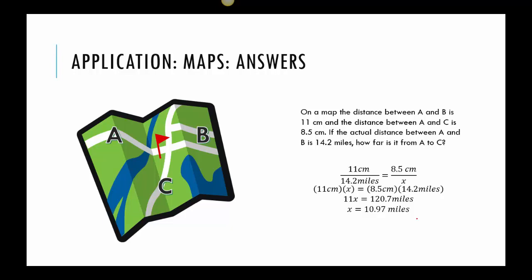Cross multiplying, I have 11x is equal to 8.5 times 14.2. So that gives me 11x, and 8.5 times 14.2 is 120.7 miles. Now, I just want to, again, show you what I did with these dimensions: I had a centimeter and I had a centimeter. I could cross those out, and my answer will be in miles. So this 120.7 I divided by 11. Again, I had to round it a little bit, but that's fine. That tells me x is 10.97 miles.